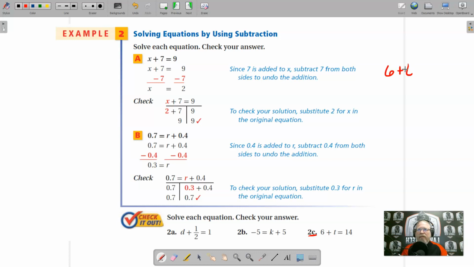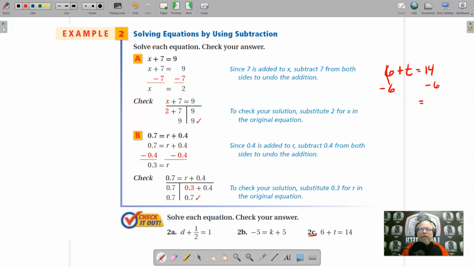6 plus t equals 14. Well, the t is tied to the 6 through addition. Might look a little backwards this way, right? If we were to write it as t plus 6 equals 14, then it might look a little more obvious that they're tied by addition, right? So let's go ahead and look at this another way. Let's go ahead and think of this as positive 6. What's the opposite of positive 6? Negative 6. So we're basically subtracting 6, or we're adding a negative 6, either way you want to look at it. But what we do to one side, we're going to do to the other side.